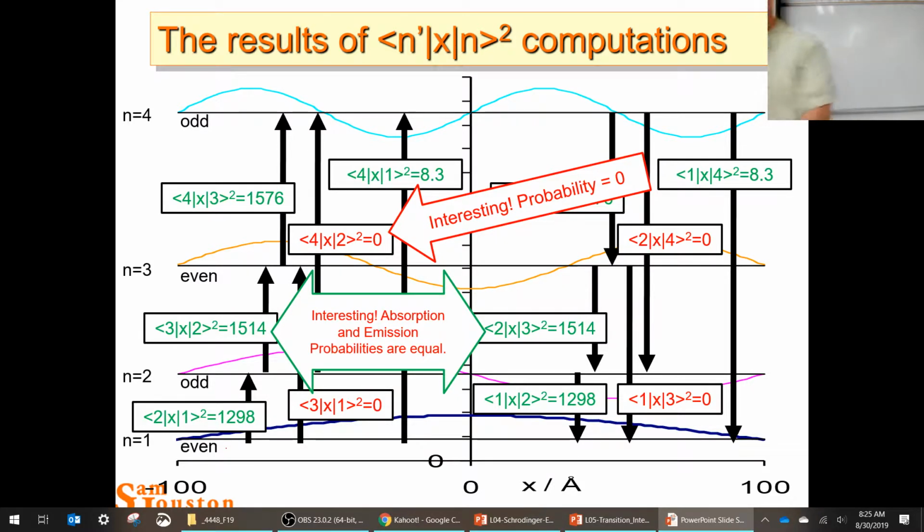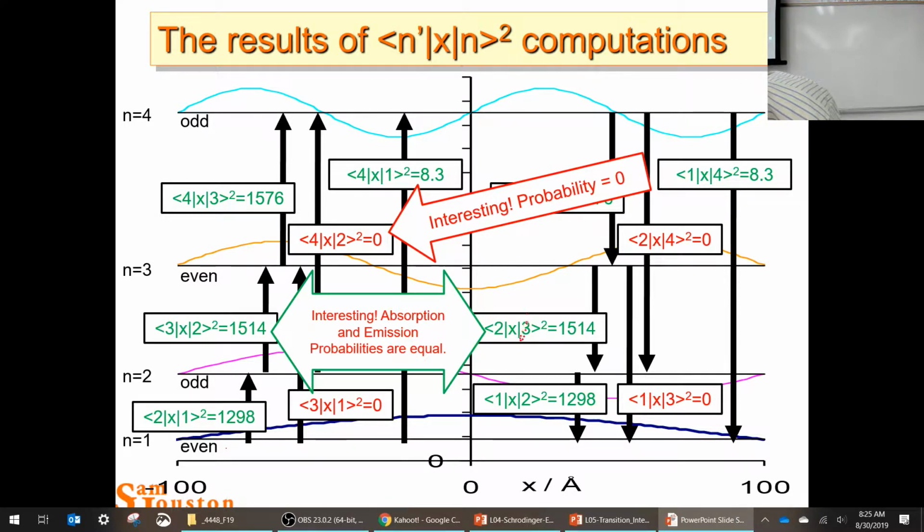And so this tells us that whether I have wave function 2 on the right and 3 on the left, or those are swapped, the integral results the same. And so one is absorption, the other is emission. Now by convention, we have the lower state on the right and the upper state on the left. So notice that 2 is on the right and 3 is on the left and the arrow's going up. So that's an absorption transition from 2 to 3.